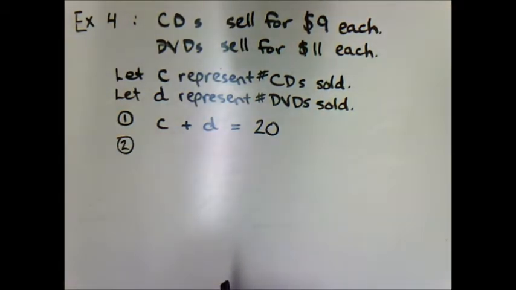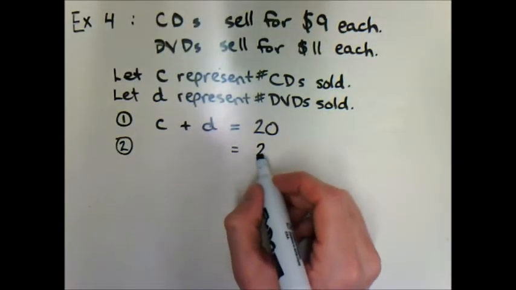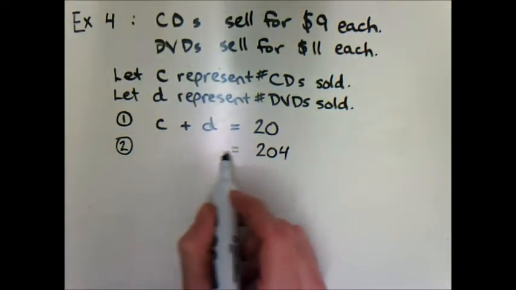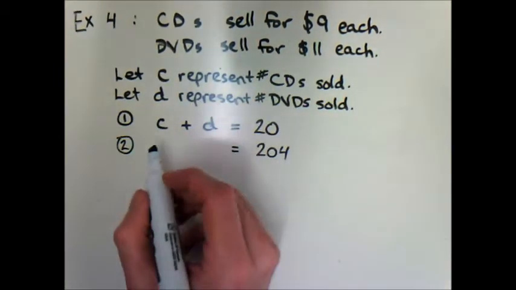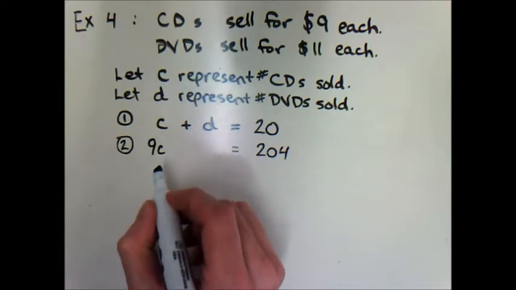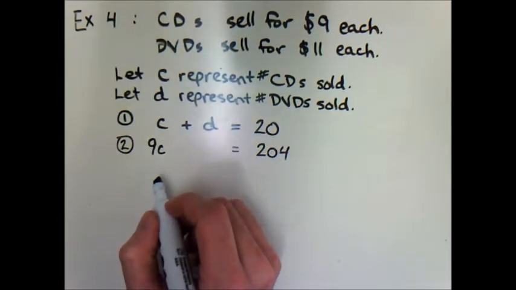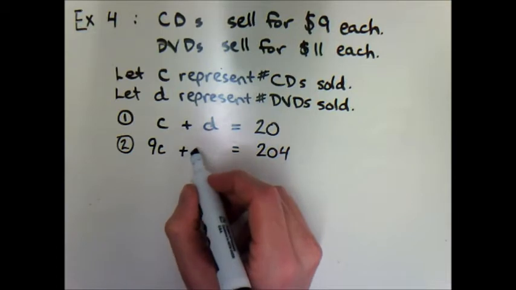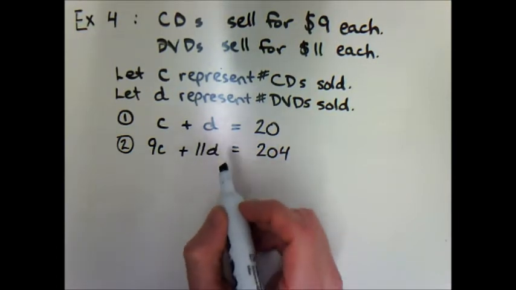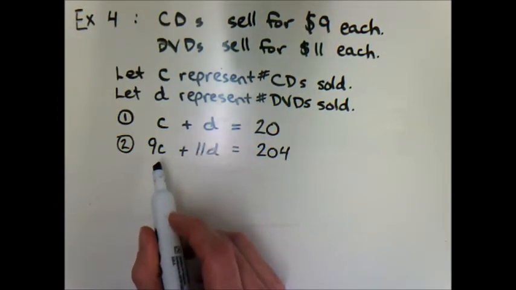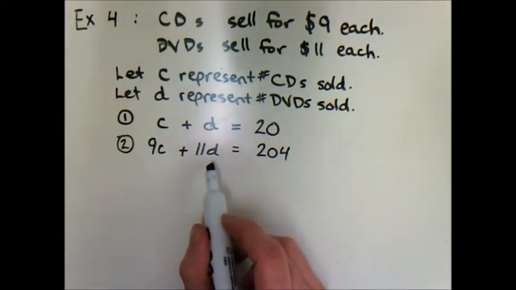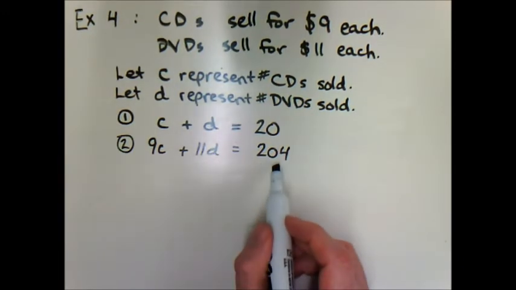So now we can come up with another equation that's going to equal 204, right? So how do I calculate the total value here? Well, each CD is worth $9. So for every C, they're going to collect $9. And for every D, they're going to collect $11. Okay, so $9 for every CD plus $11 for every DVD will equal $204. Good?